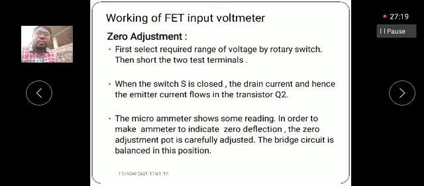Whatever we are measuring is connected across the test terminals. First select the required range of voltage by the rotary switch, then short the two input terminals. When the switch S is closed for the power supply, the drain current and hence the emitter current flows in the transistor Q2. The microammeter shows some reading. To make the ammeter indicate zero deflection, the zero adjustment pot is carefully adjusted. Whenever the bridge circuit is balanced, it shows zero.